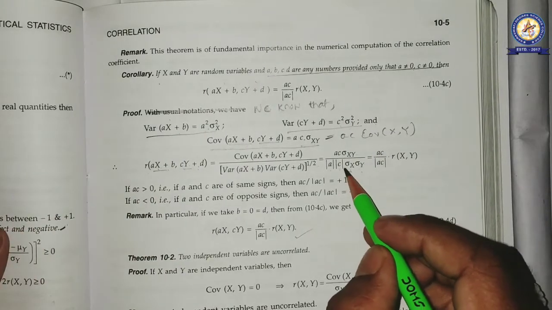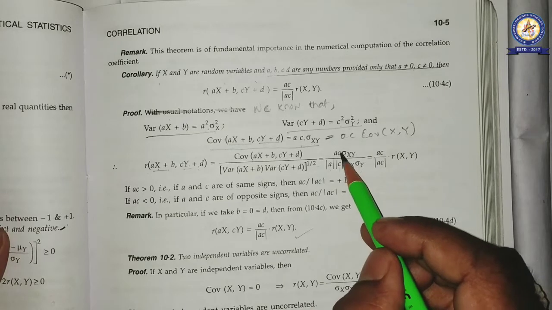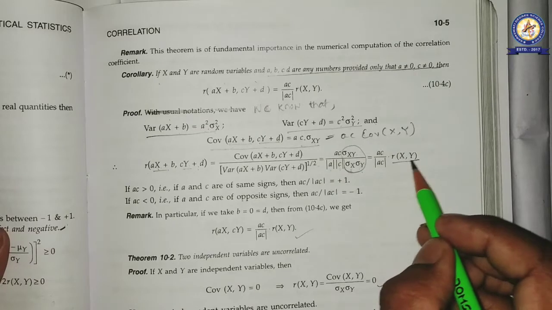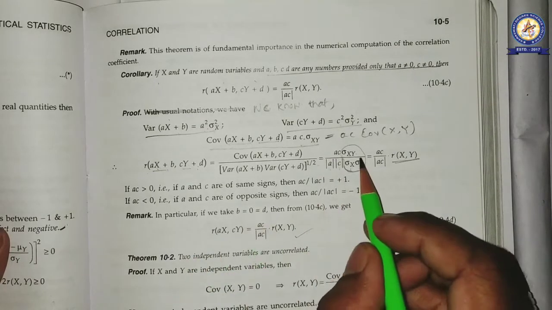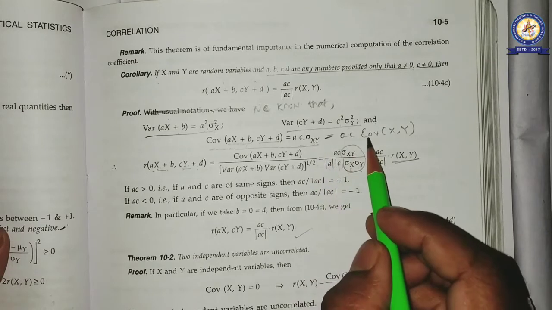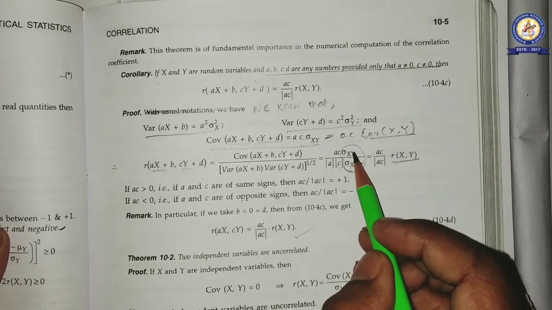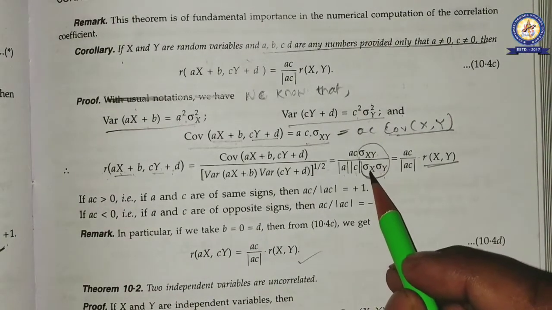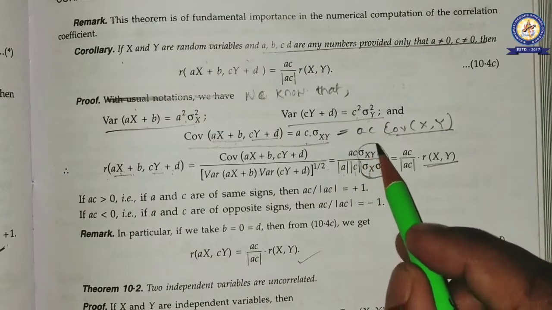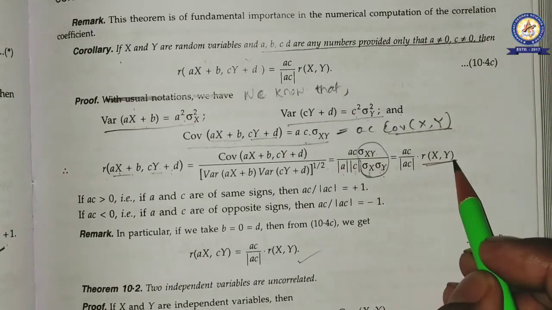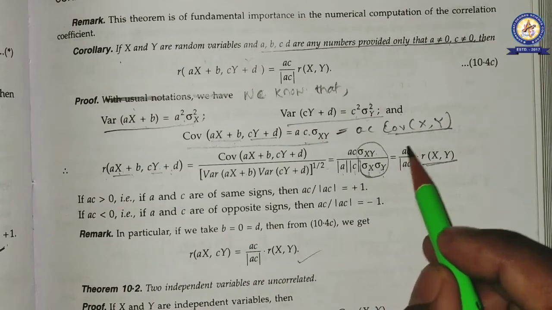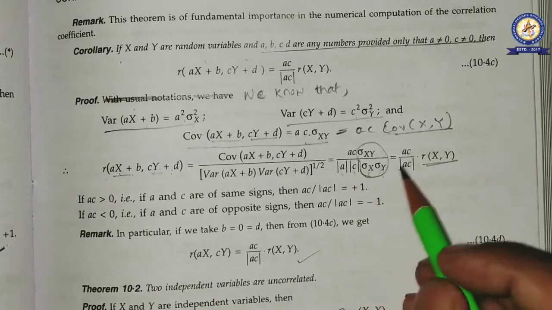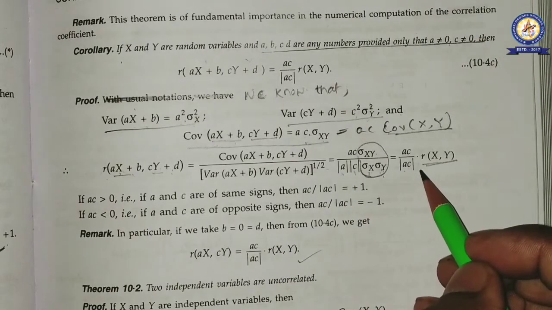So this one is your sigma xy by sigma x into sigma y, which is nothing but your r xy. Okay, sigma xy is nothing but the covariance of xy. So the covariance of xy divided by sigma x into sigma y is nothing but the correlation coefficient of xy, and it is multiplied here with ac by modulus of ac. Here modulus of a into modulus of c, we can write as modulus of ac, right?